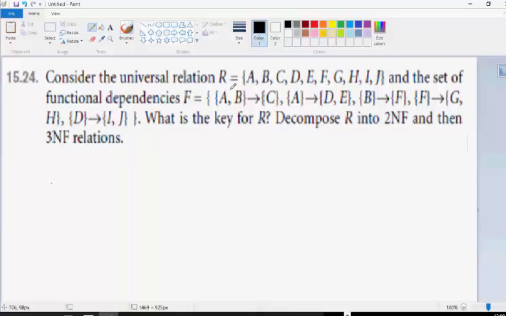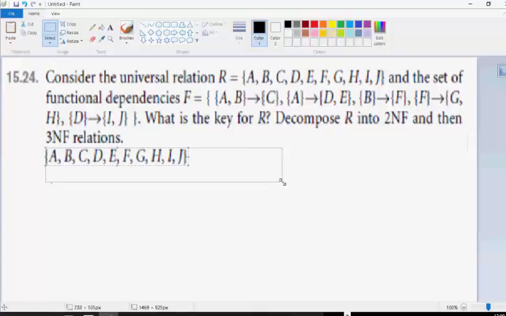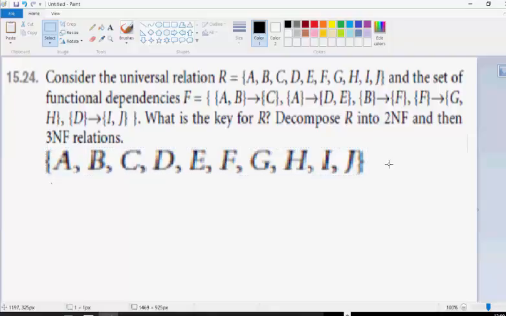The first one says that there is a relation that contains A, B, C, D, E, F, and G. So that means there's some table that has these columns. And the first question is, what is the key for this specific table? Now what we'll do is, we can start by drawing out the functional dependencies. Some people write them out in English, but I've been drawing them out.